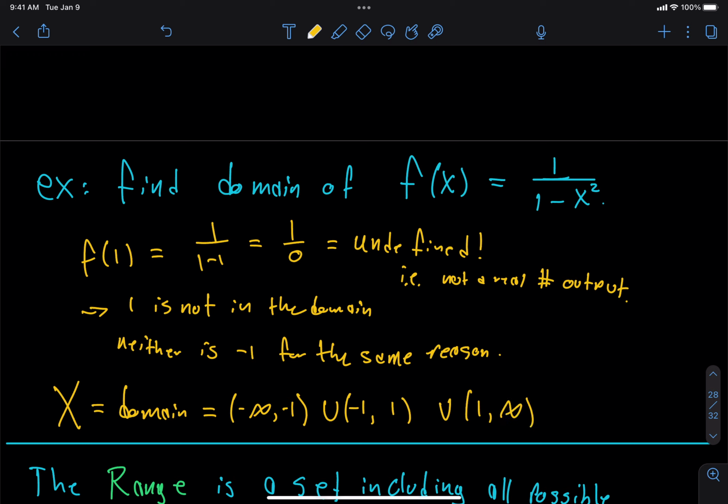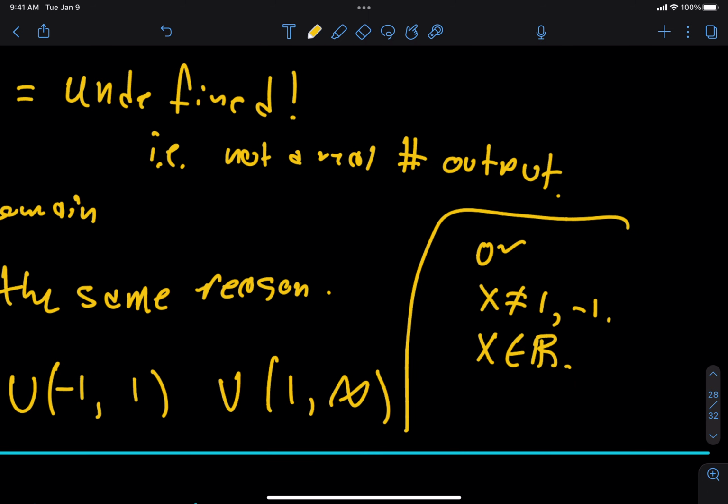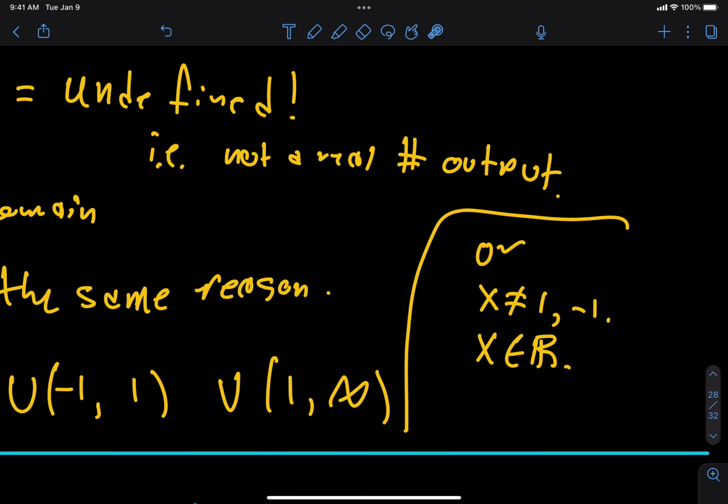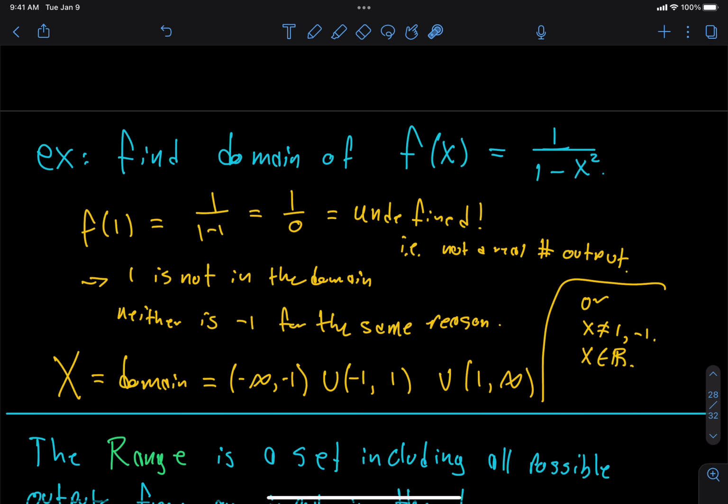Okay, so this is how you could describe this domain. Or if you want, you could say x is not equal to 1 or negative 1, and x is a real number otherwise. If you say it like this, then you're saying x is a real number and x is not 1 or negative 1. That's another way you could write it. But this is how we would write it using interval notation.